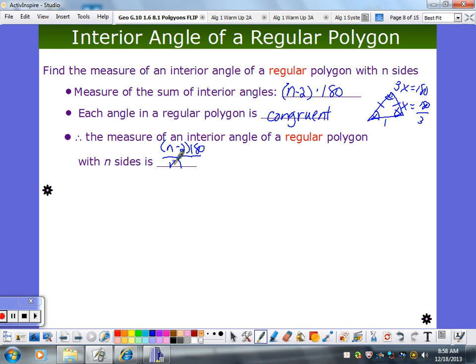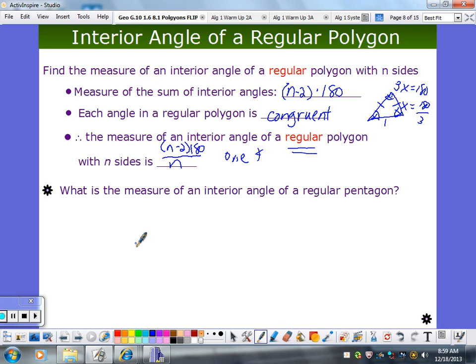So it's kind of an important formula, but I think it's intuitive. Yes, you have to memorize it, but is it easy to kind of refigure it out? Yeah. If this is how you get the sum of all the angles, and all the angles are congruent, just divide by however many angles you have, and that will give you one angle. And remember, it has to be regular. It doesn't necessarily work if you have non-congruent angles.